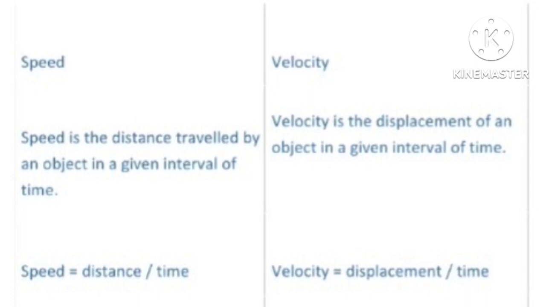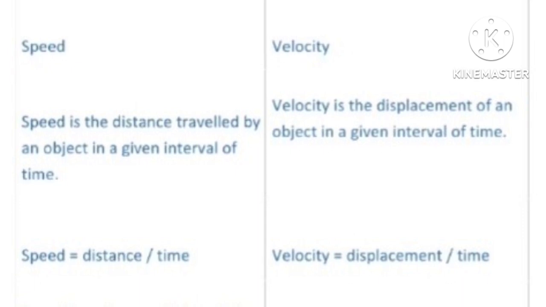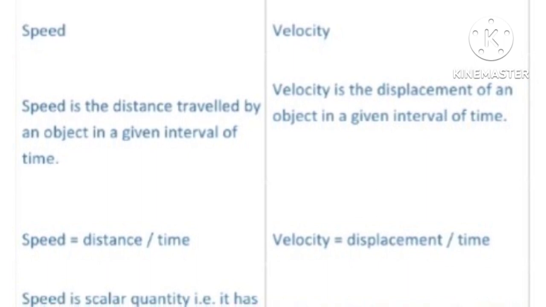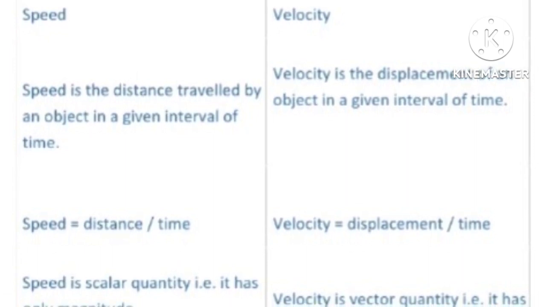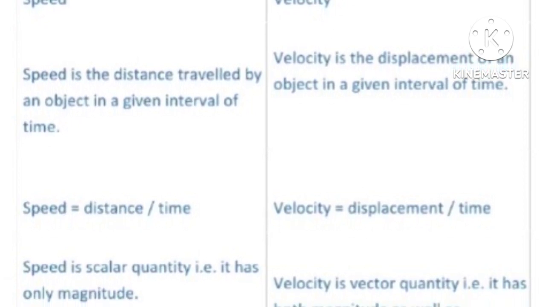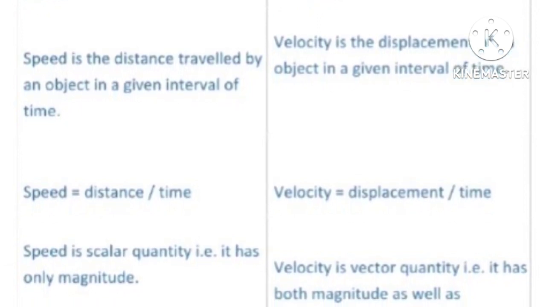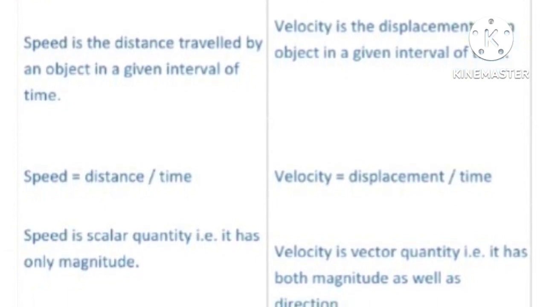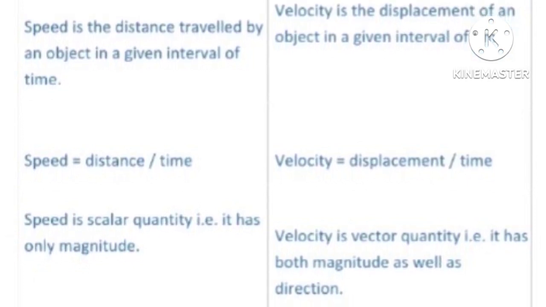And we can write down one more difference, that is speed is a scalar quantity. What is a scalar quantity? A quantity having only magnitude. So speed is a scalar quantity because distance is scalar. And what about velocity? Velocity is a vector quantity. What is a vector quantity? It has both magnitude as well as direction, because displacement has both magnitude and direction. Therefore, it is a vector quantity. So velocity is also a vector quantity. So we can differentiate between speed and velocity.